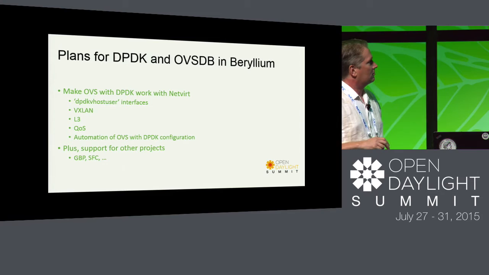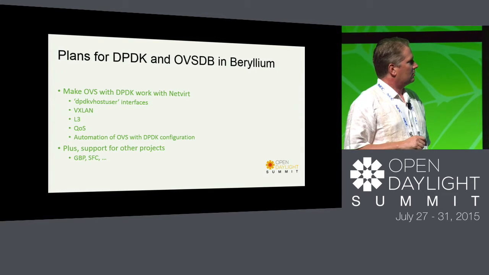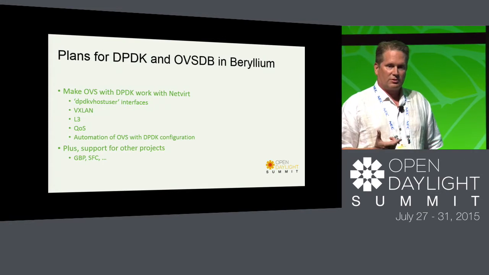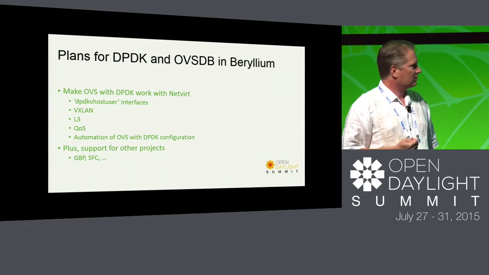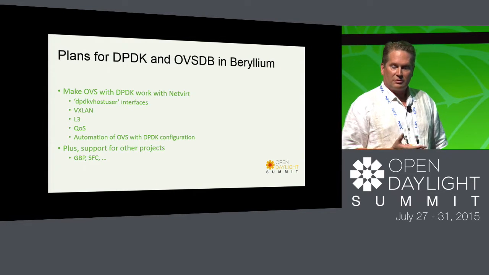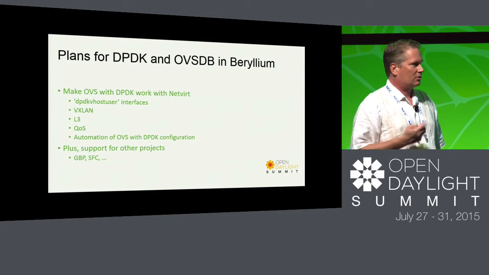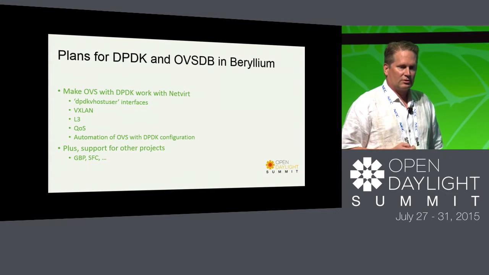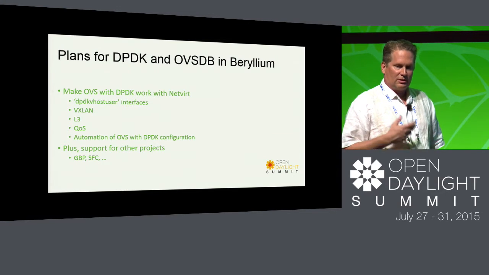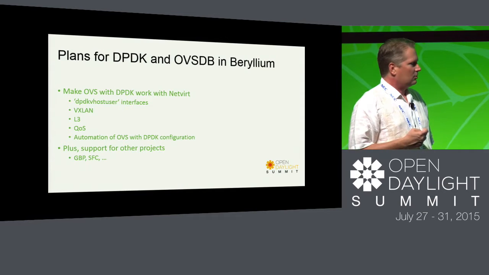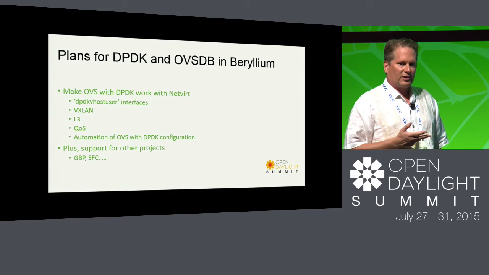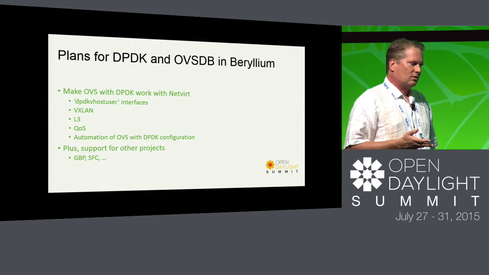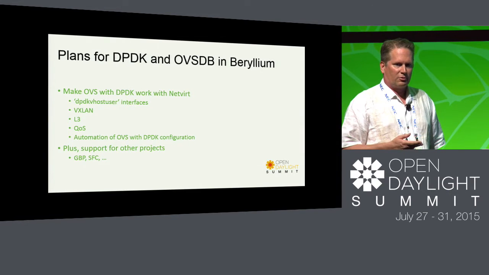Finally, where we are now, as we look into the Beryllium time frame, is that we'd like to make sure that OVS with DPDK is working well with things like NetVirt, the OVSDB NetVirt project, which interacts with OpenStack. And like I mentioned, the DPDK vhost user interfaces. If you have a VM and you connect it to a DPDK-based OVS, you want to use the vhost user interface because that gives really good performance. If you don't, then you get the old style VirtIO, and then the performance is much less.